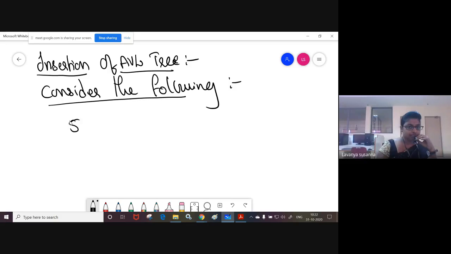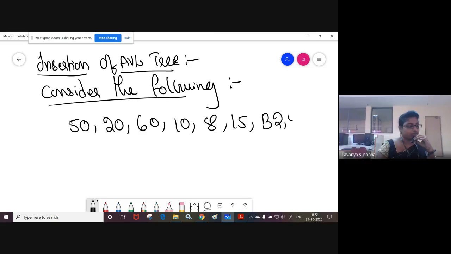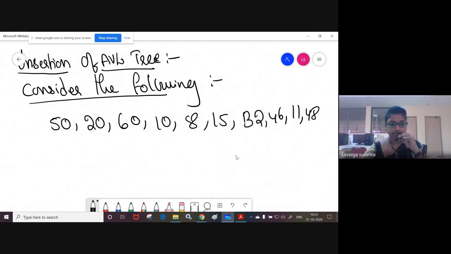Note down the elements: 50, 20, 60, 10, 8, 15, 32, 46, 11, 48. These are the elements. You need to insert these elements and you need to balance the tree. You need to apply these rotations if it is not balanced.